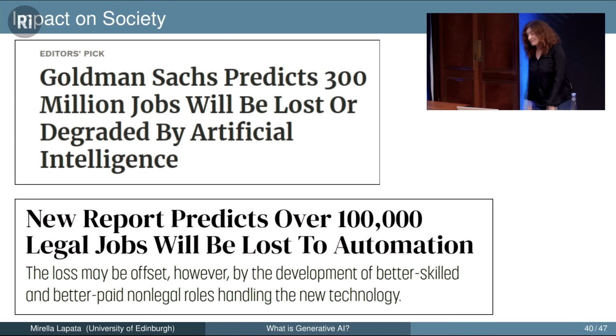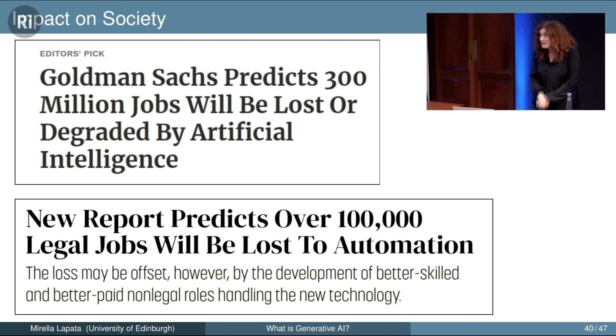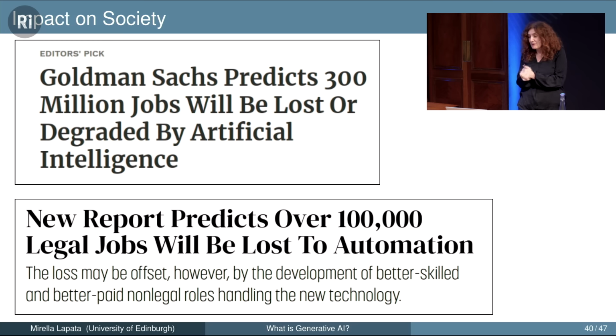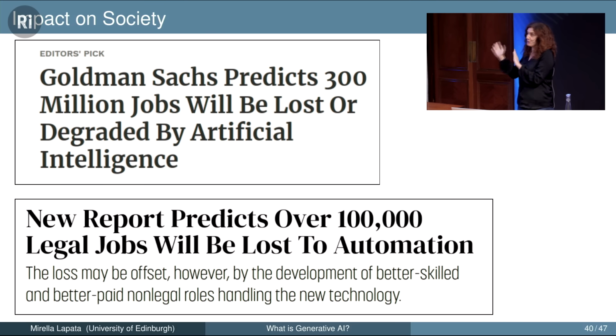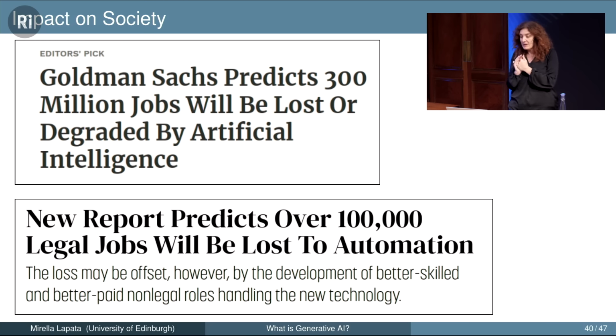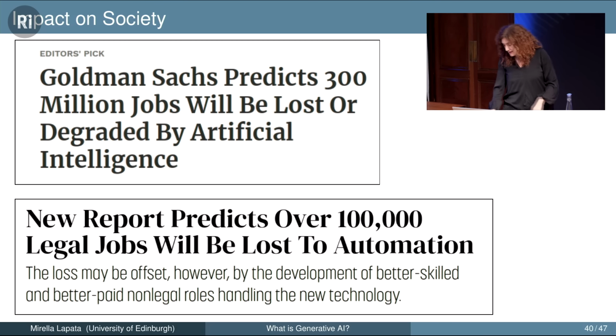Society. Some jobs will be lost. We cannot beat around the bush. I mean, Goldman Sachs predicted 300 million jobs. I'm not sure about this, we cannot tell the future, but some jobs will be at risk, like repetitive text writing.